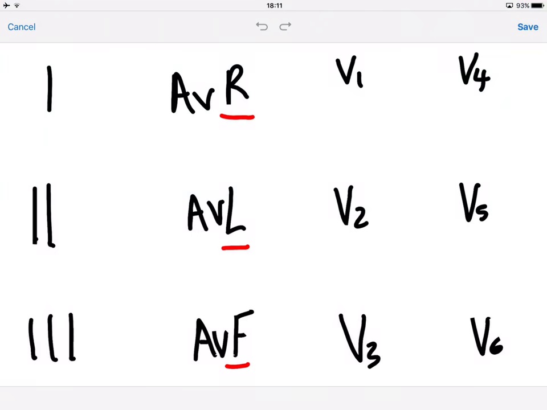So the first thing I like to do, and you need to memorise this, there isn't really any trick or anything, but you need to know where the leads are and what they're called. So for example, we've got our leads 1, our leads 2 and our leads 3, then we've got our AVR, AVL, AVF, V1 right to V6. So I like to draw this out, and then I like to put circles around what each section represents. And then from that I've got quite a few mnemonics which will make it a little bit easier.